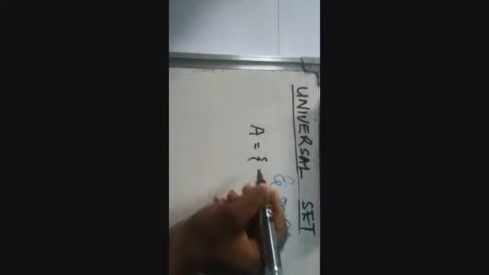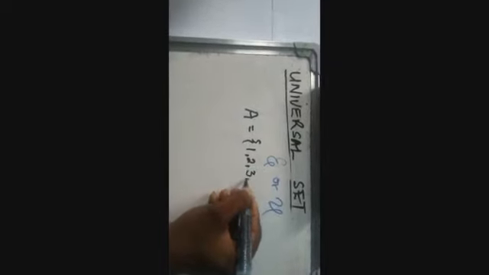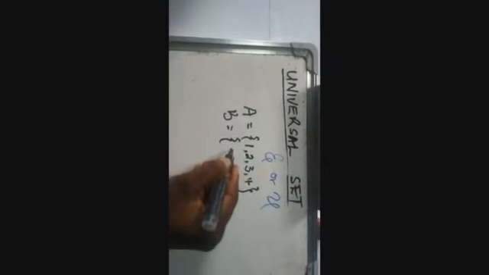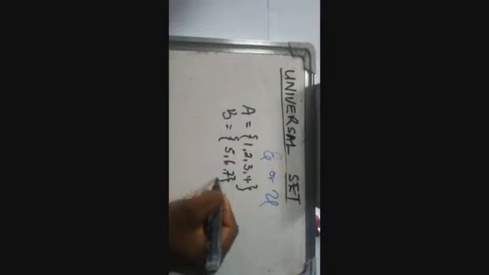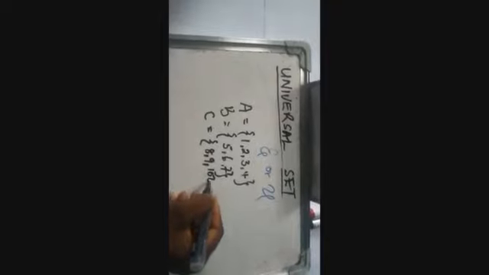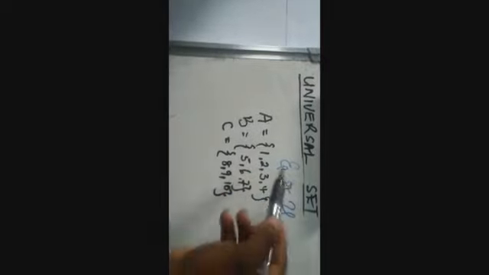What do I mean? Now, if you have a set A equal to 1, 2, 3, 4, a set B equal to 5, 6, and 7, and a set C equal to 8, 9, and 10. So how do we find the universal set?